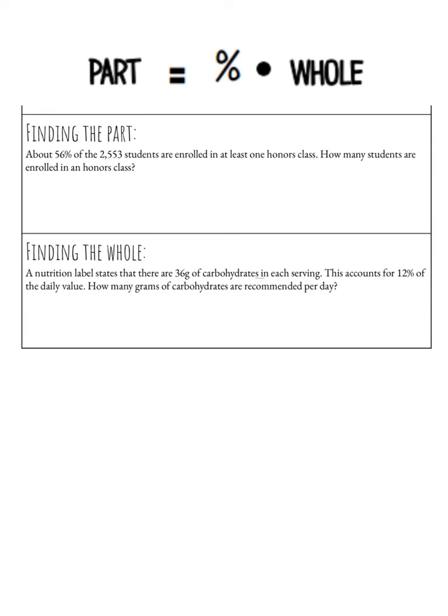Our next problem, we are solving for the part, and the problem says about 56% of the 2,553 students are enrolled in at least one honors class. How many students are enrolled in an honors class? So our part here is what we are solving for. So I'm going to write n here because we're solving for some number. And that is equal to the percent. And our percent here is 56.